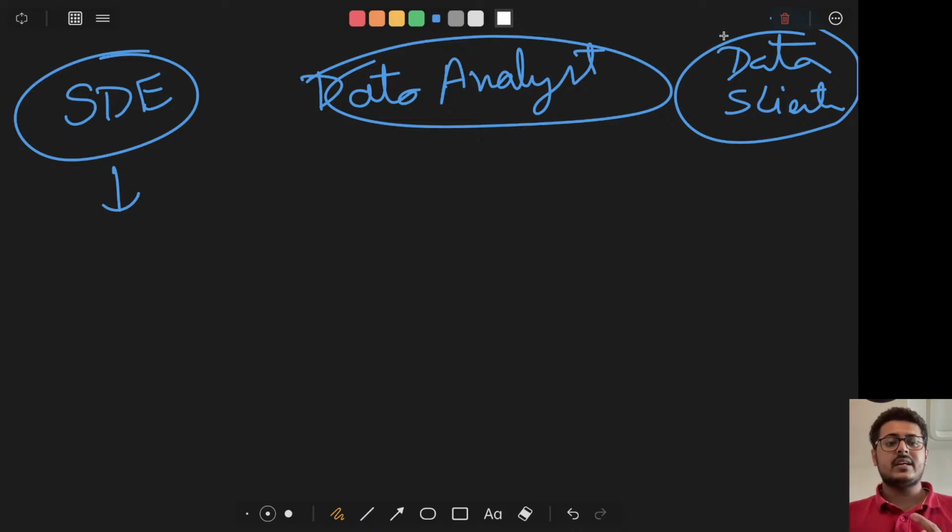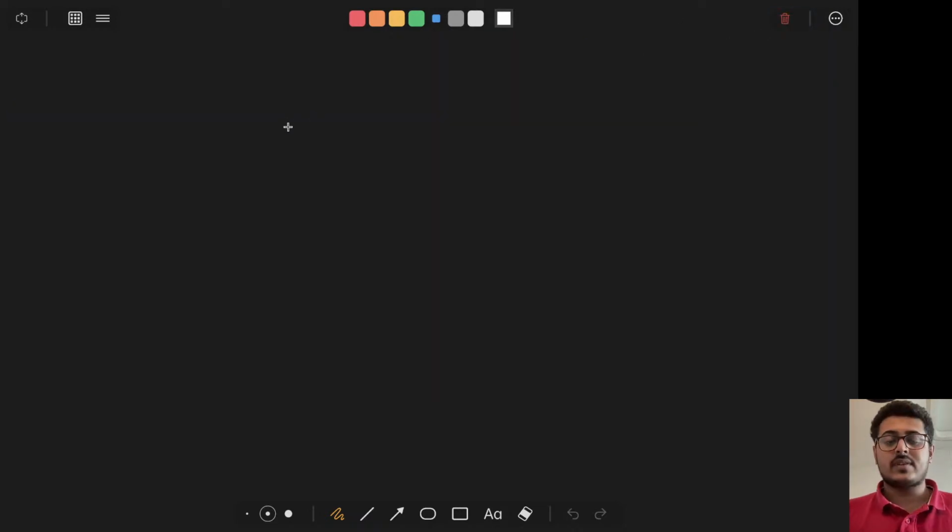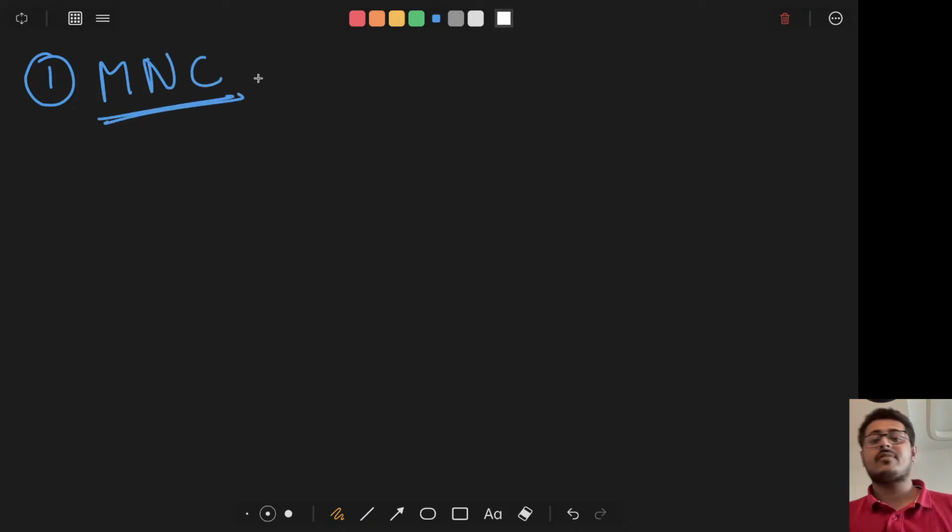In these three categories, the stuff, the technologies that you have to learn is extremely common. Okay, there is no difference between what you have to learn for an SDE or what you have to learn for a data scientist or what you have to learn for a data analyst. The only difference is that there are two types of companies. The SDE stands for software development engineer. The first type of company is let's say an MNC. Okay, the first type of company is an MNC.